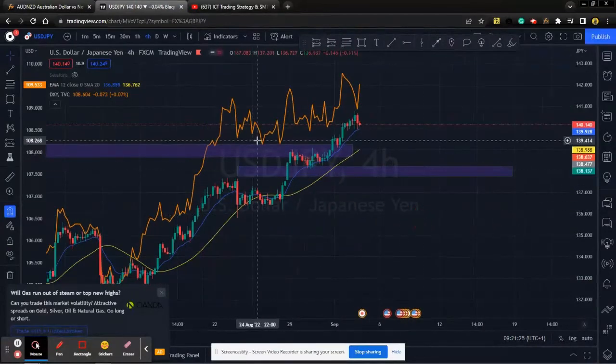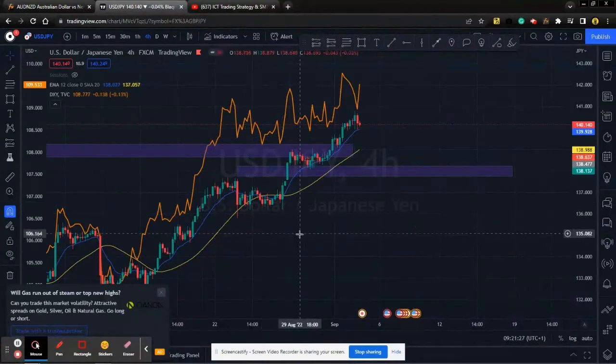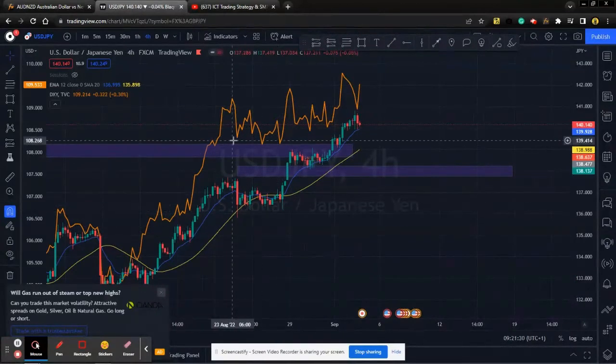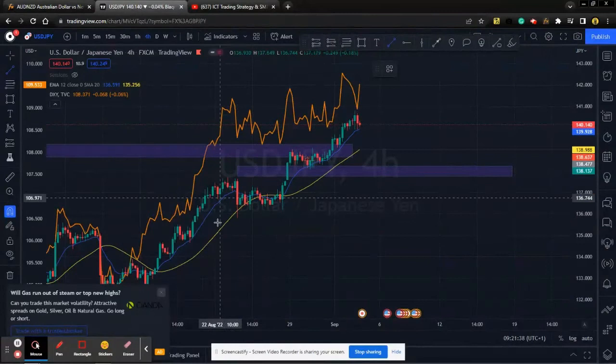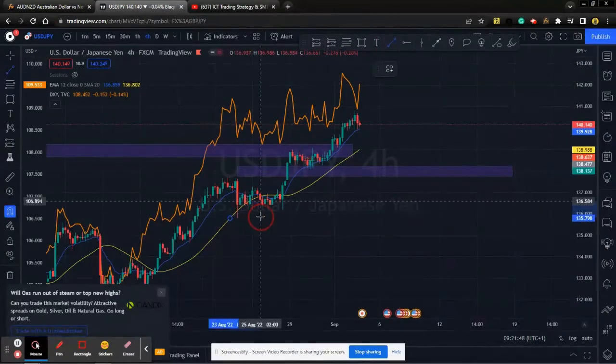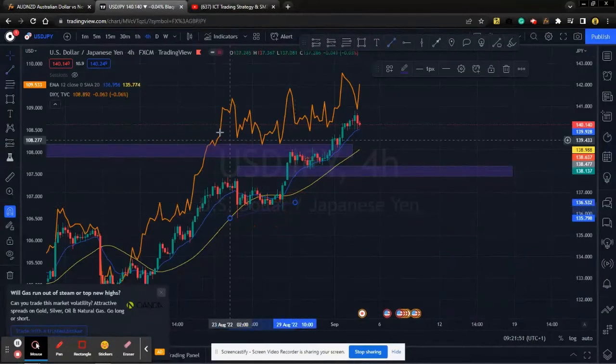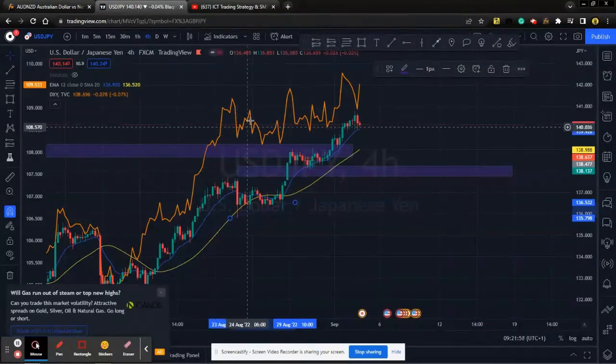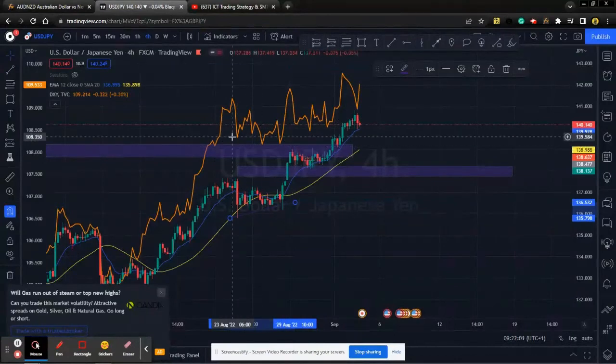If you see now, here is where the market we had on the dollar index, we had a lower low and a lower low. But here on USD JPY, we had a lower low and a higher low, while on the dollar index, we had a lower low and a lower low that was formed.